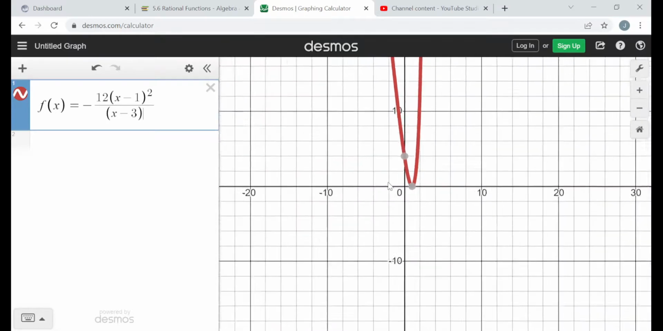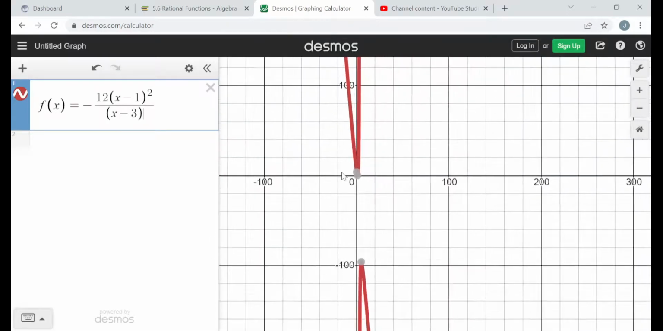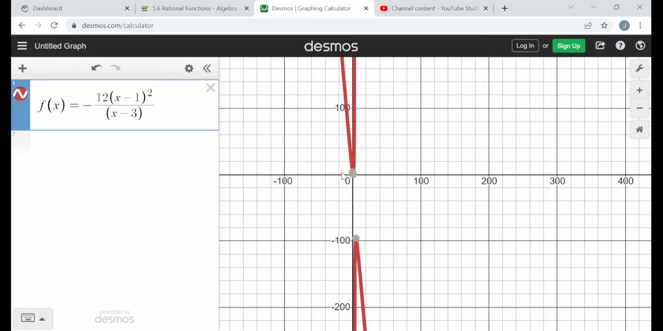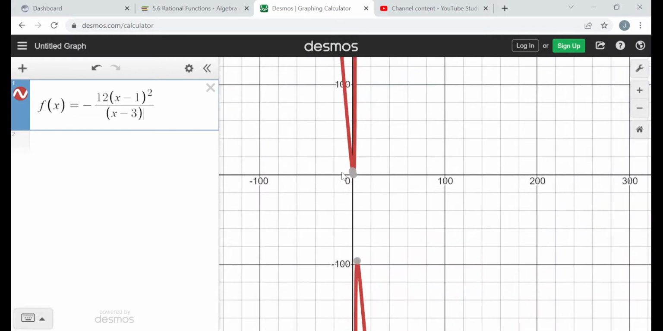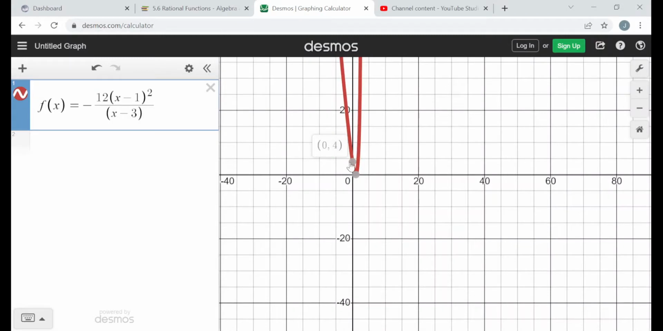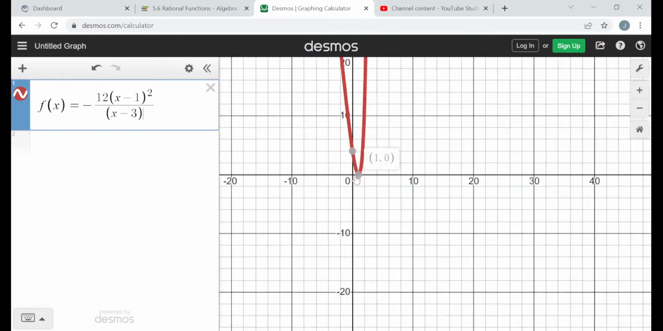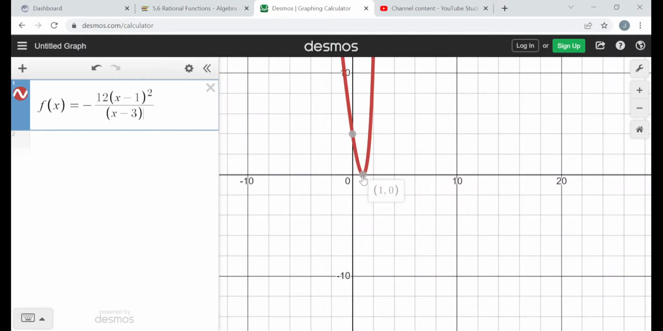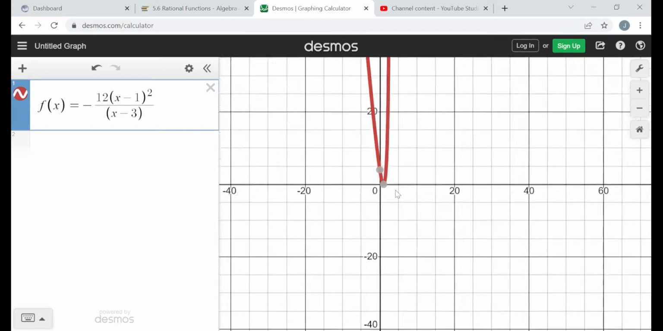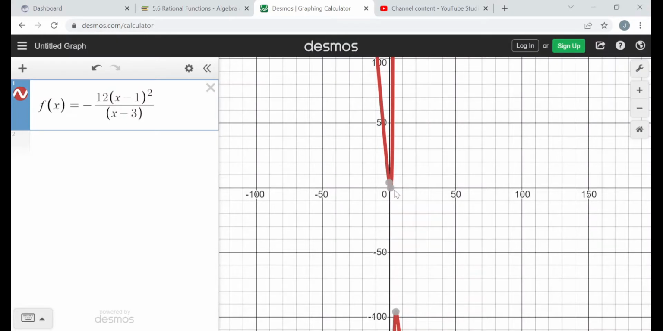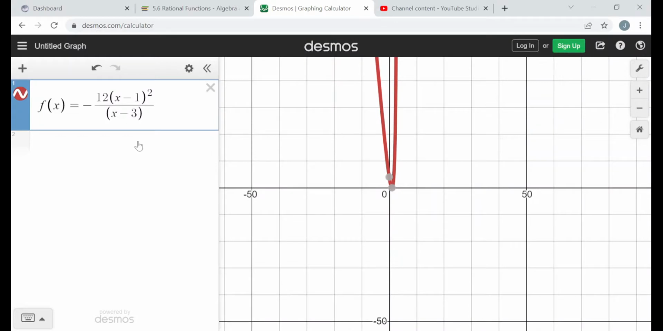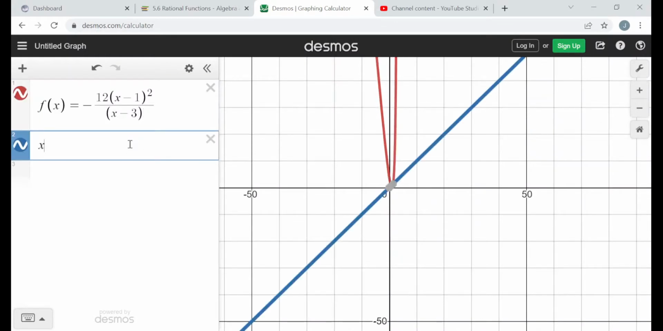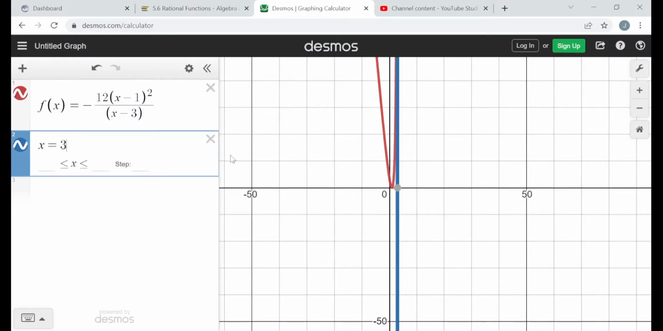Okay, again, zooming out here. Yeah, you can see it. The y-intercept at (0, 4). See how it's bouncing off the x-axis at (1, 0) like a parabola, double zero. And it's got a vertical asymptote at x equals 3. Well, at least it should. It doesn't look very good here, but yeah, okay. It's just because I was zooming so crazy.